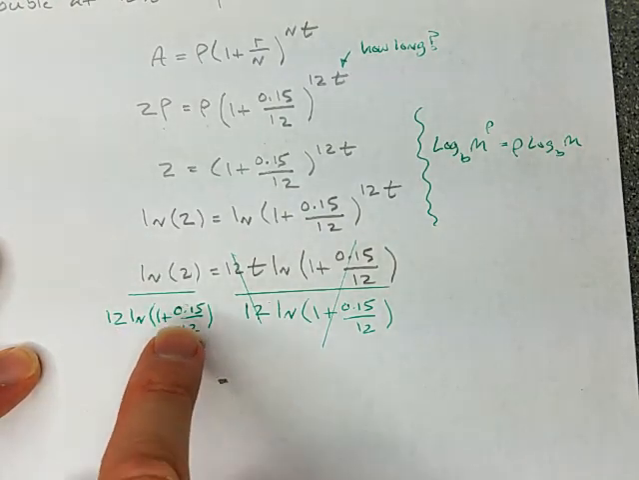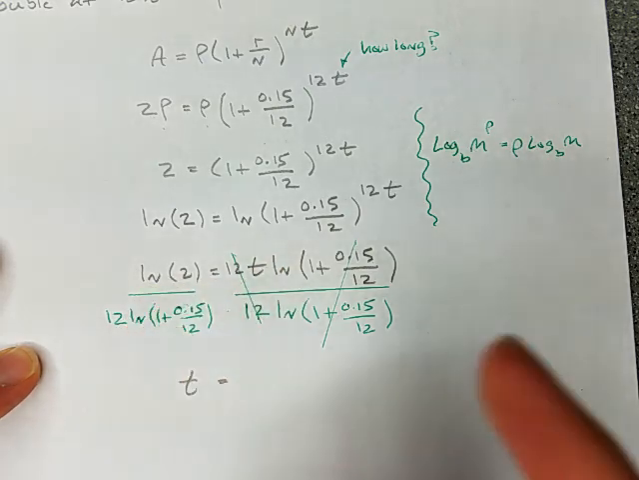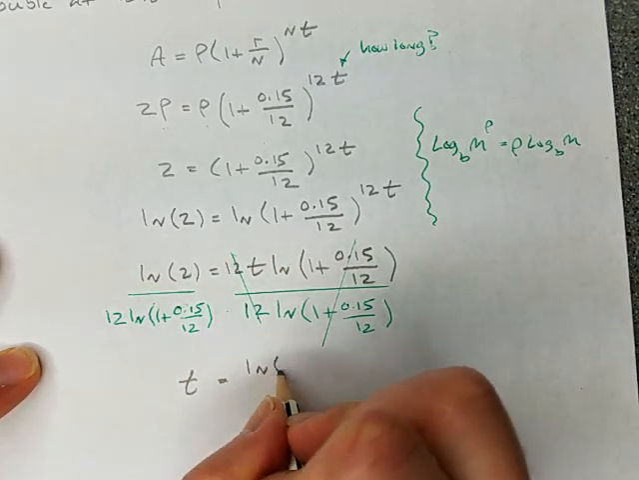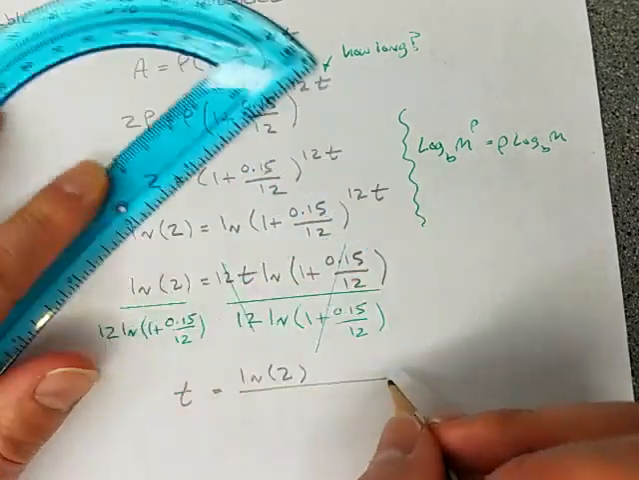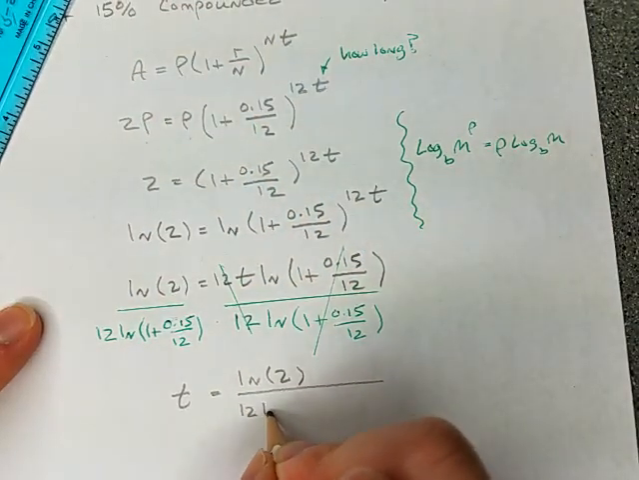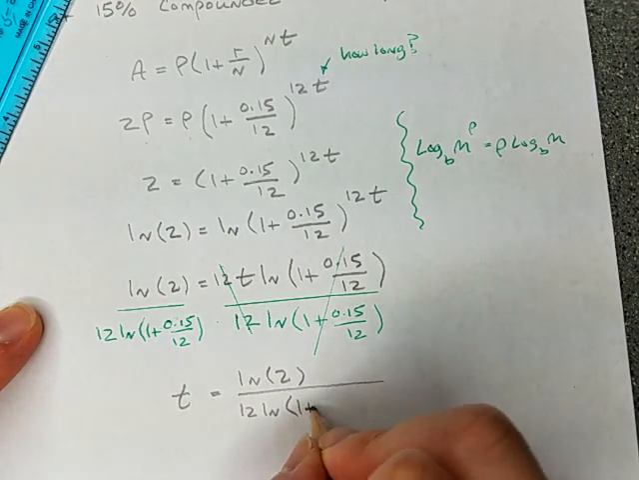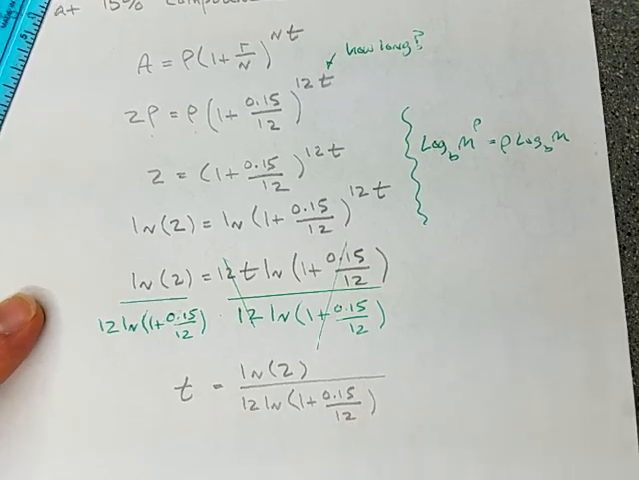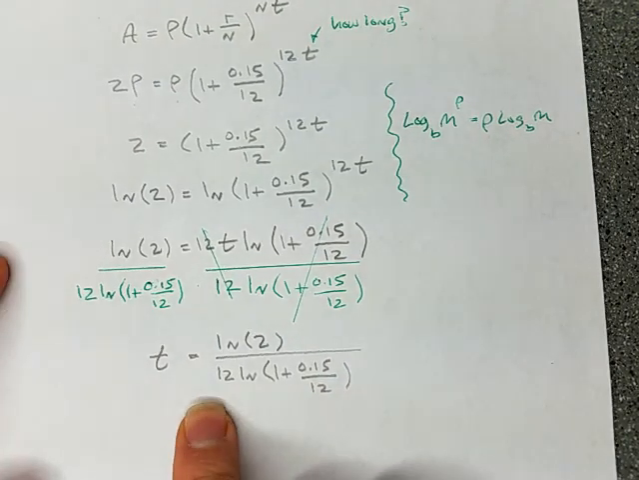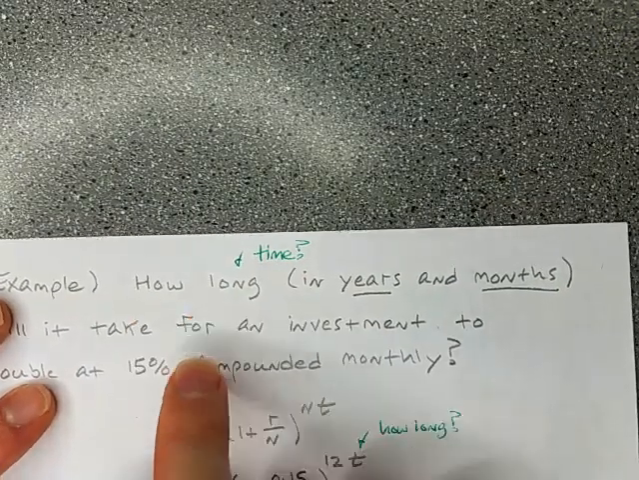T equals natural log 2. All right, now we get this big number over 12 times natural log 1 plus 0.15 over 12. Okay, so that'll be the time. That will be how long it takes.